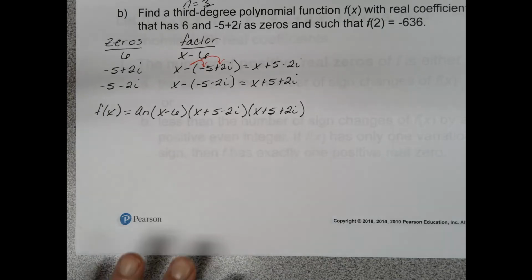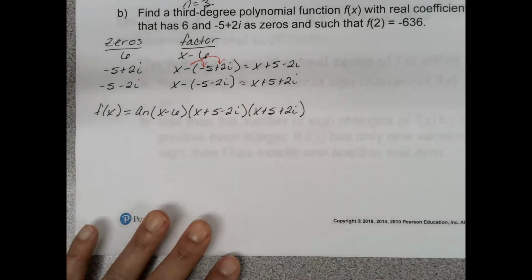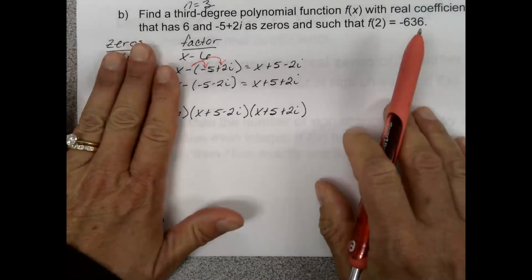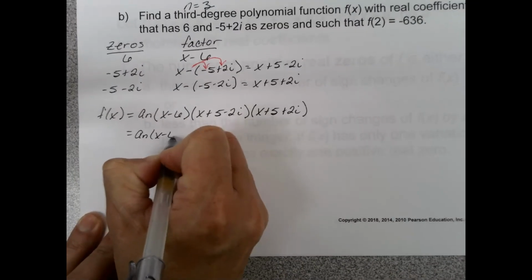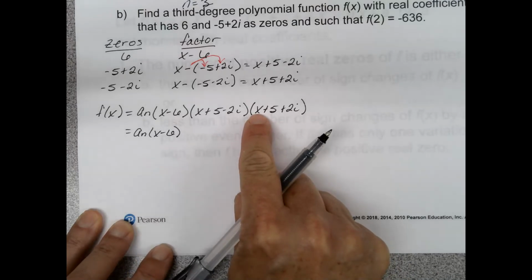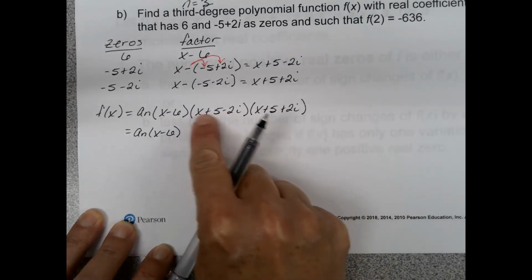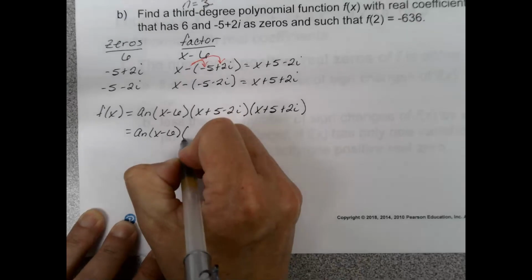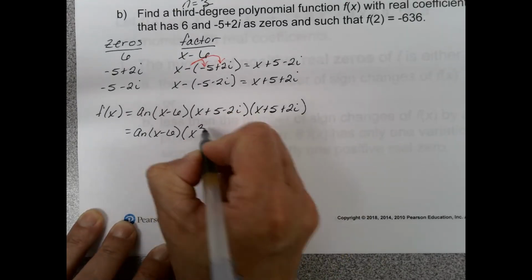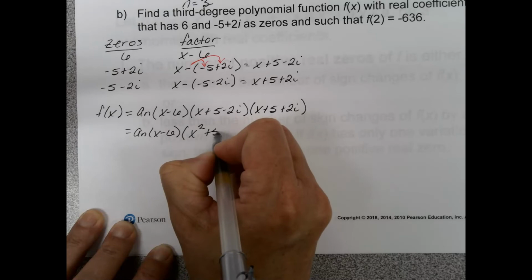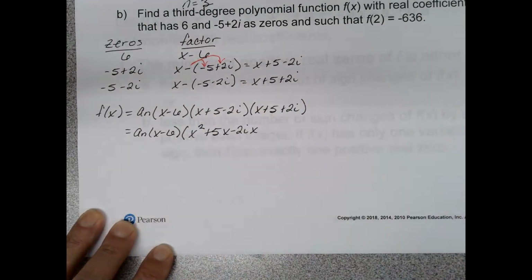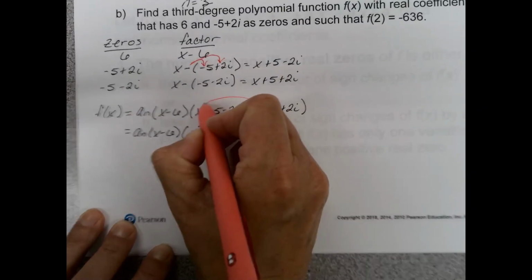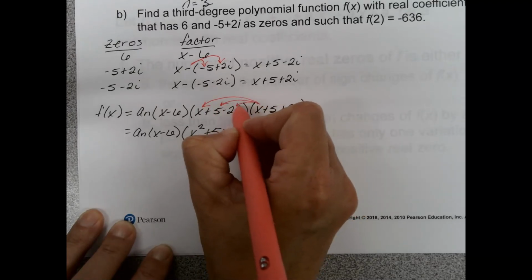All right. Well, this is not full anymore, but it's just distributing. I'm going to keep the a sub n and the x minus 6 out front. I'm going to take the x from our last factor and distribute it through all of the terms here. x multiplies by x to give me x squared. x multiplies by 5 to give me 5x. x multiplies by negative 2i to give me a negative 2ix.